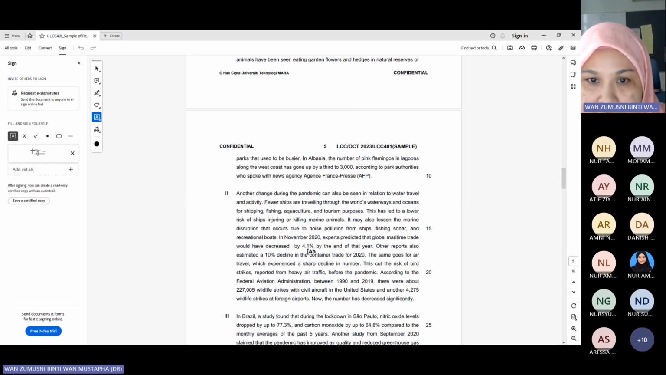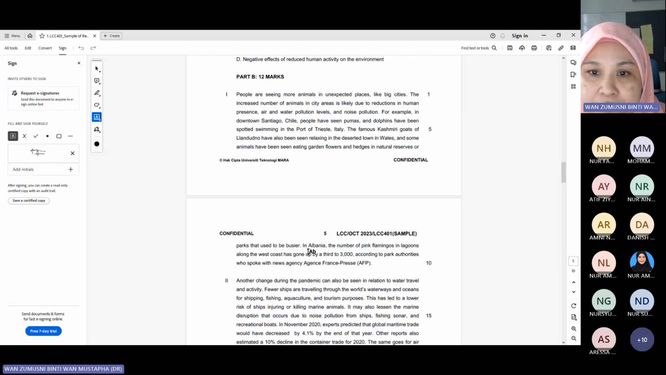And let's look at the first paragraph. In the first paragraph, the first sentence: people are seeing more animals in unexpected places like big cities. The increased number of animals in city areas is likely due to reductions in human presence, air and water pollution levels, and noise pollution. All right, so for example, the supporting details come in the form of, this is the major detail. Okay, the minor detail. Okay, this is the main idea, the topic sentence. This is the major detail, minor detail.